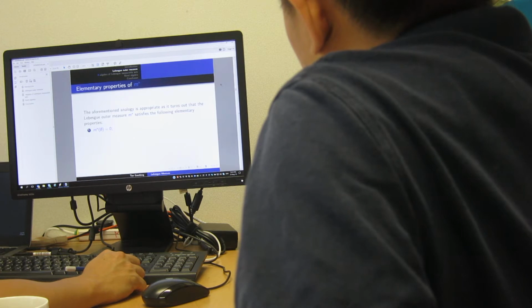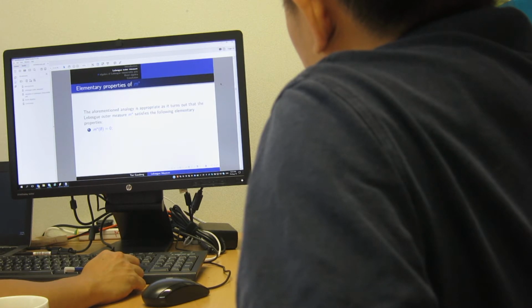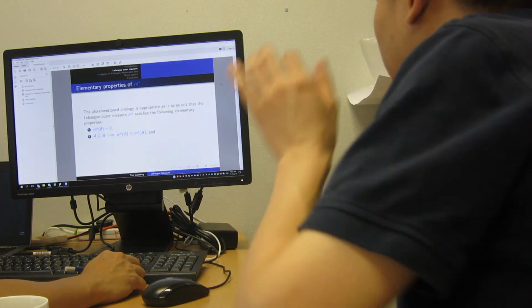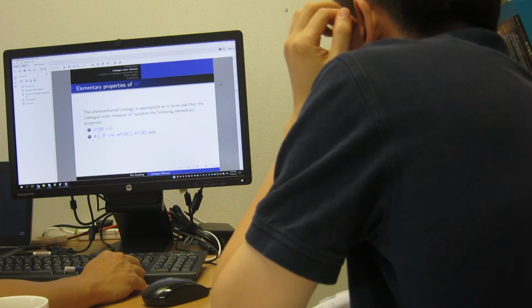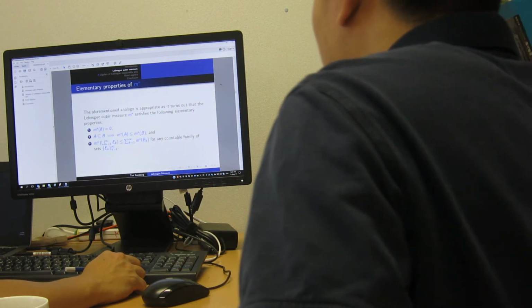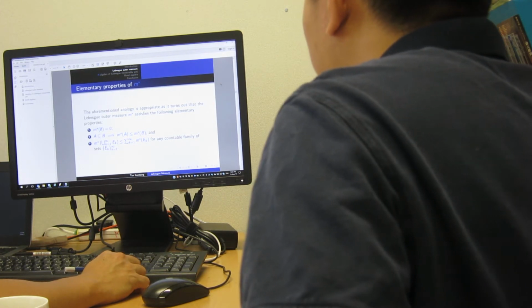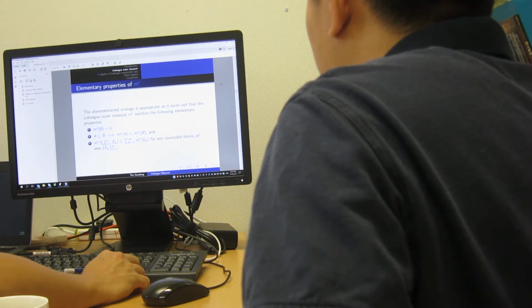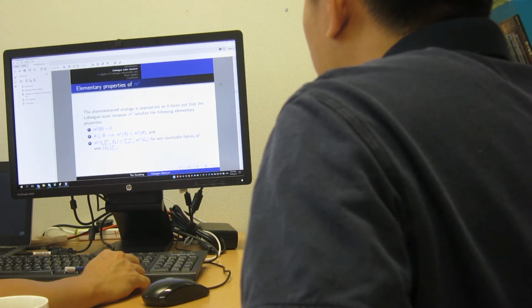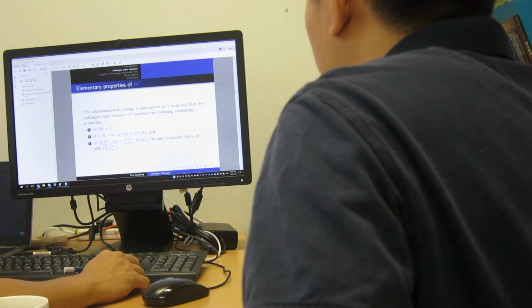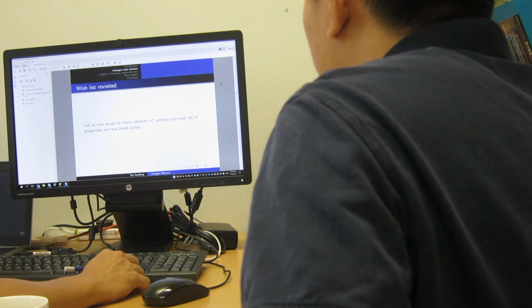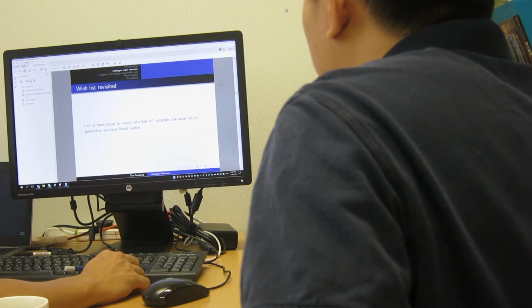Now, the aforementioned analogy is appropriate because it turns out that the Lebesgue outer measure m star will also satisfy the following elementary properties. First, m star of the empty set is 0. Second, if A is a subset of B, then m star of A is less than or equal to m star of B. We call property number 2 the monotonicity property. Number 3, the m star of the union of a countable family of sets E_k is no more than the sum of the individual m star of the E_k. This one is known as the countable subadditivity of m star. Okay, now let's pause to check whether m star actually satisfies the wish list that we already have.